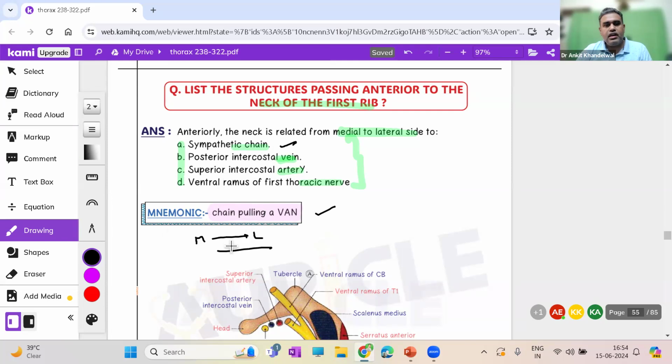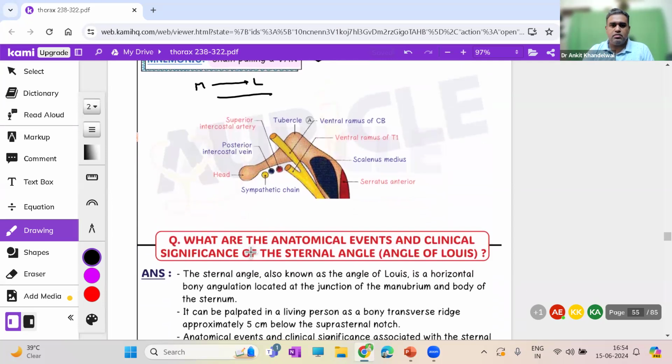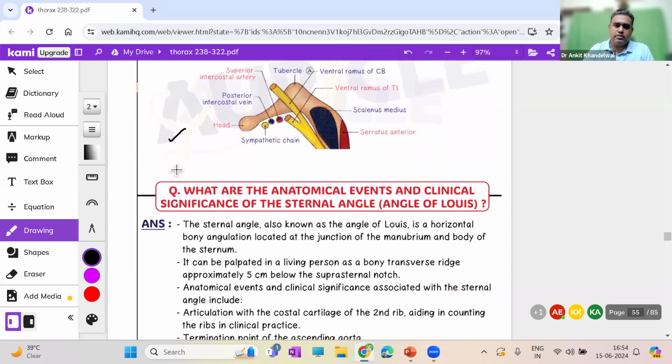The vein, artery, and nerve over there. That's a good mnemonic that you can use. You can also make a diagram. This question might come as a 2-mark question.